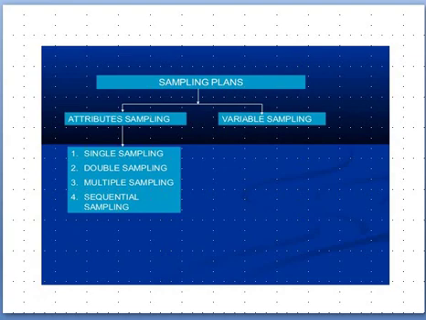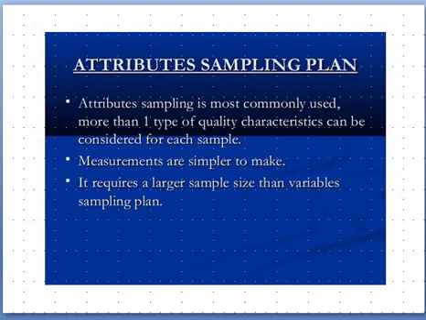Sampling plan. Basically the sampling plan is of two types. First is the attribute sampling and second is the variable sampling. In attribute sampling, first is the single sampling plan, second is the double sampling plan, third is the multiple sampling plan, and fourth is the sequential sampling. The attribute sampling plan is the most commonly used. More than one type of quality characteristic can be considered for each sample. Measurements are simpler to make, and it requires a larger sample size than a variable sampling plan.